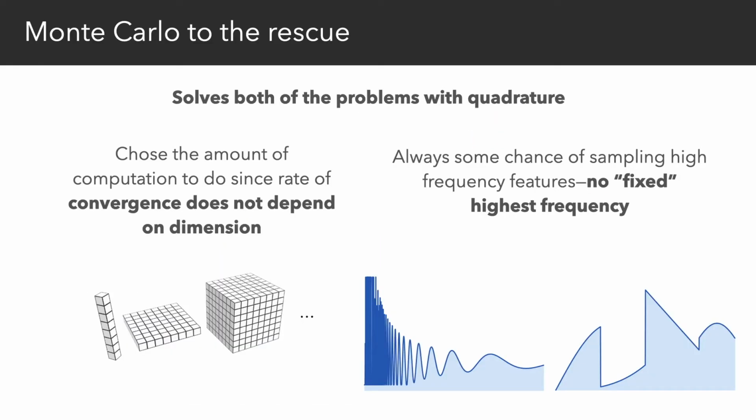Importantly, this approach also overcomes the two main limitations of quadrature. So first, we remove a dependence on dimension, since our cost is proportional to the number of samples we take. And second, by choosing our samples randomly, we remove any fixed highest frequency from our evaluation. In other words, every part of the domain has some probability of being sampled and evaluated by the Monte Carlo estimator.